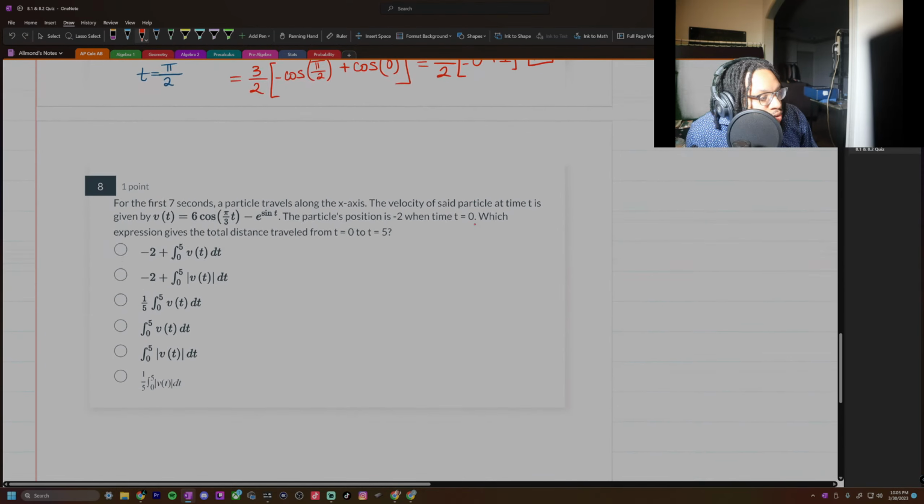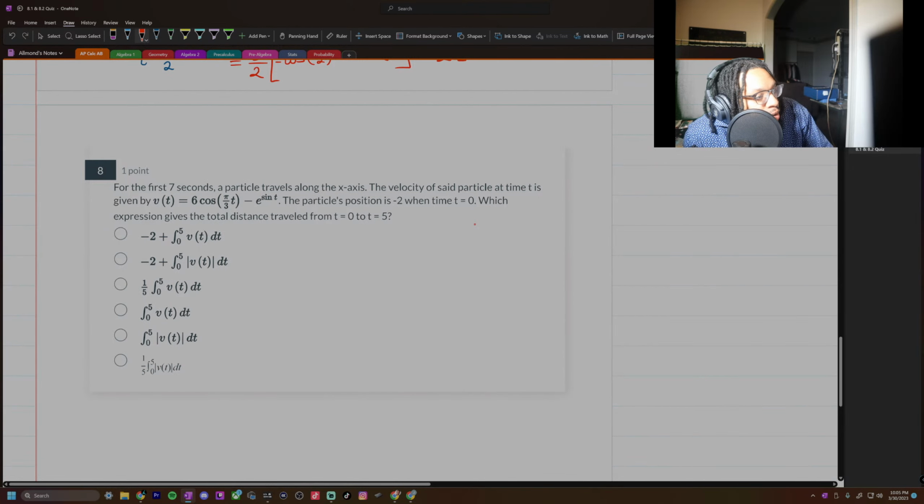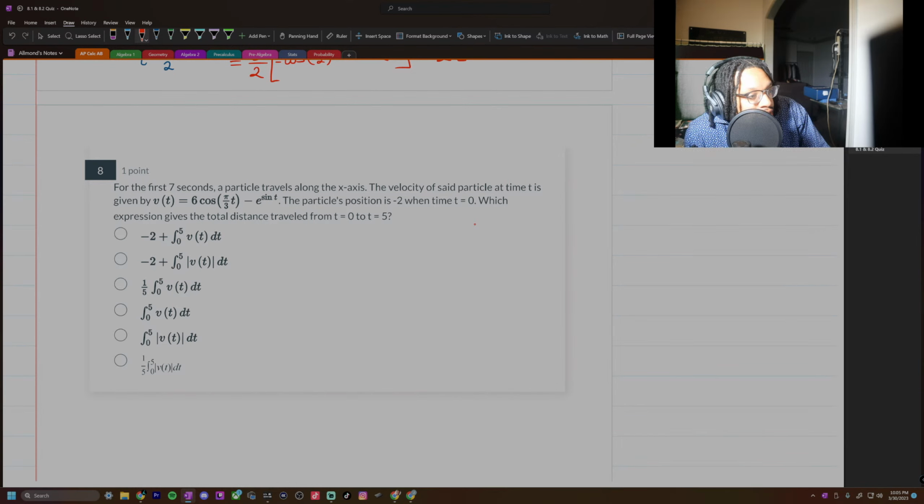Oh, it's conceptual. Nice. Okay, for the first 7 seconds, a particle travels along the x-axis. It gives you the velocity function. It gives you a position when time t is 0. Which expression gives a total distance traveled from 0 seconds to 5 seconds?